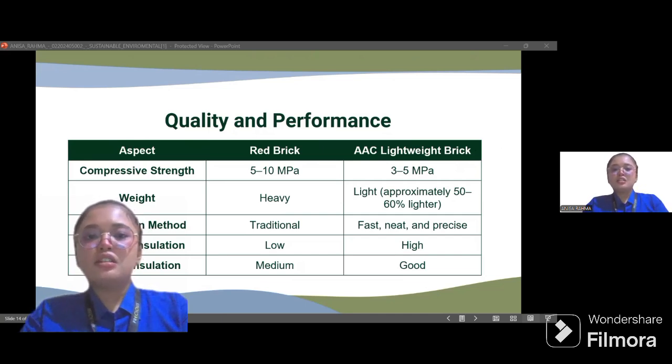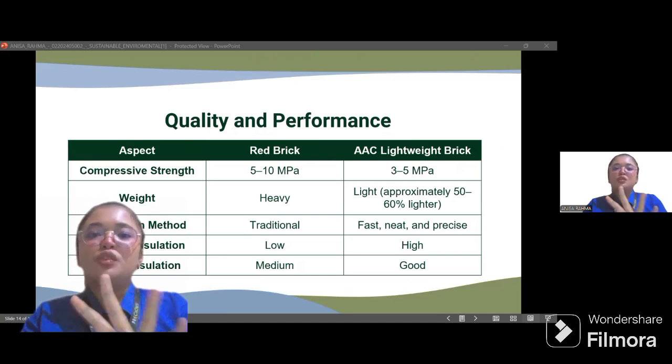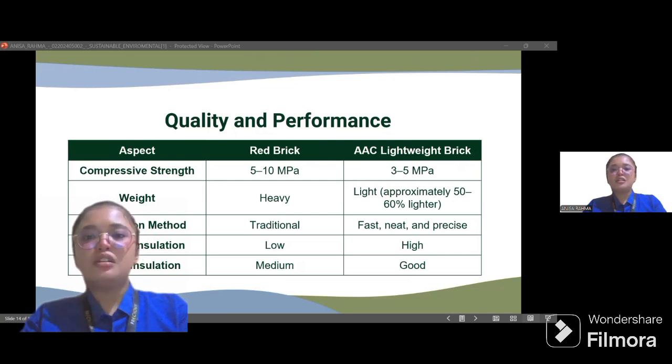The next is installation. Red bricks are installed traditionally using mortar and binder. The installation process takes more time because each brick must be placed individually with less precision. Additionally, the heavier weight of the bricks requires more labor to move and install them.